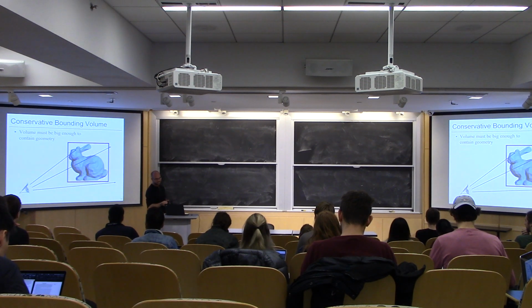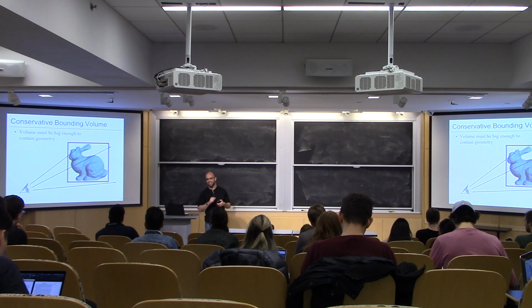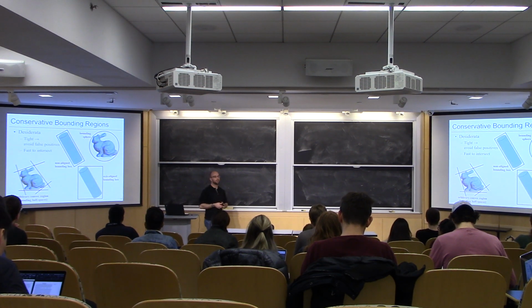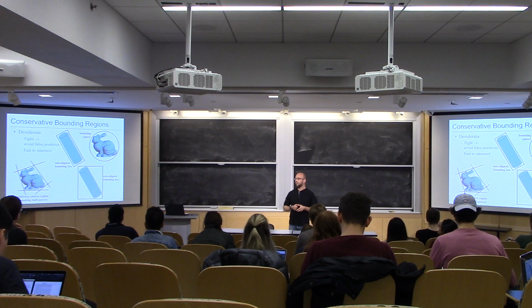And indeed, where this algorithm could fail is if the ears of the bunny poked outside of the box, right? Then, of course, testing against intersection with the box didn't actually do anything. I could miss stuff inside. But if we step back, one thing to notice is your bounding volume does not have to be a box. It can be basically anything that's easy to intersect with a ray, right?